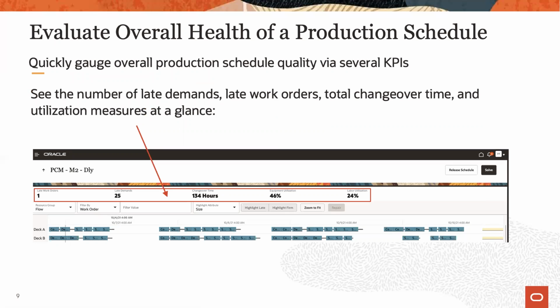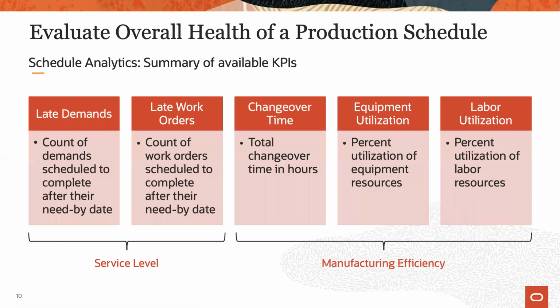After opening the schedule views, a few key performance indicators are displayed above the Gantt chart. The scheduler immediately sees the number of late work orders, late demands, changeover time, the utilization percentages for equipment and labor resources. The available KPIs are common measures which are divided here into service level and manufacturing efficiency oriented measures.